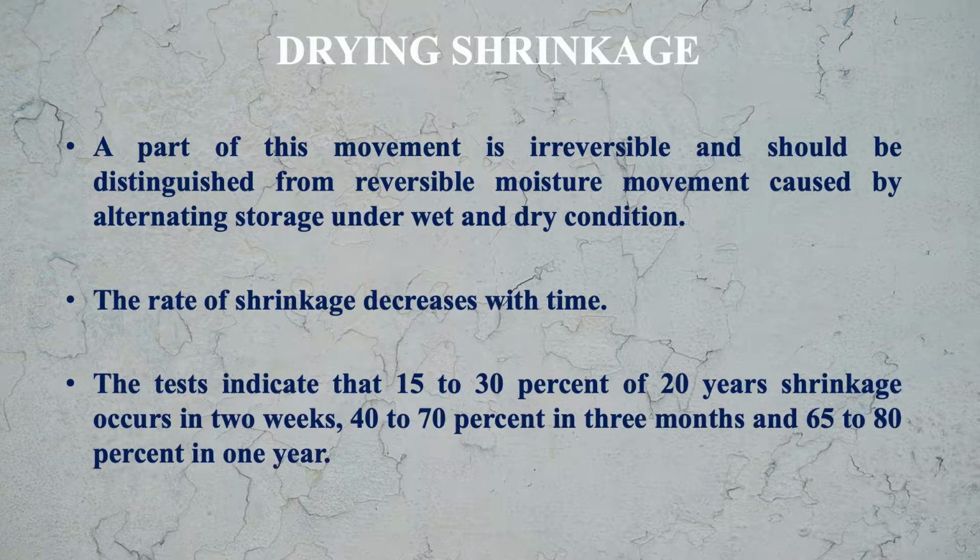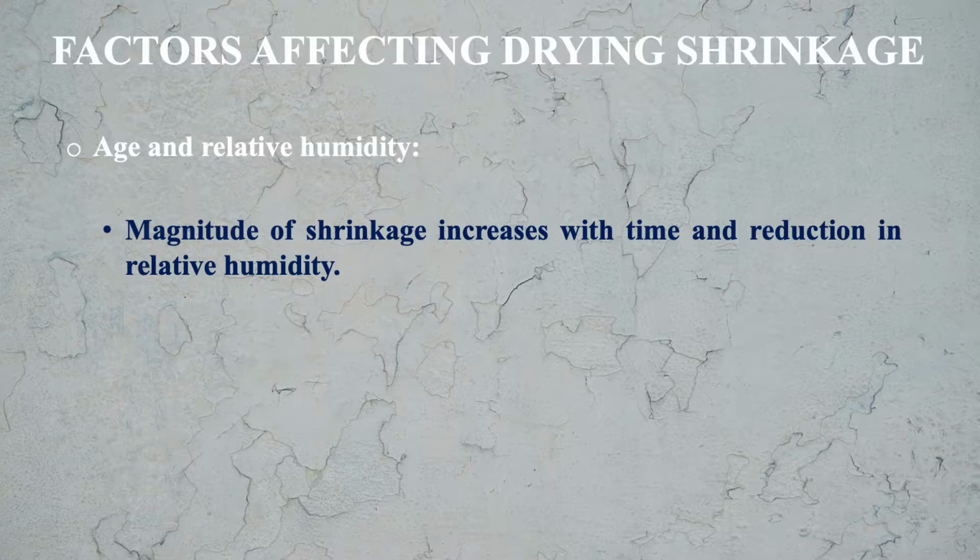The tests indicate that 15 to 30% of 20-year shrinkage occurs in 2 weeks, 40 to 70% in 3 months, and 65 to 80% in 1 year. So this is the effect with time. Now let us see what are the factors affecting the drying shrinkage. Age and relative humidity: the magnitude of shrinkage increases with time and reduction in relative humidity.